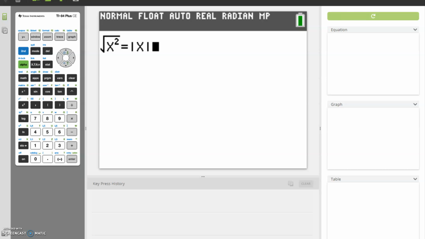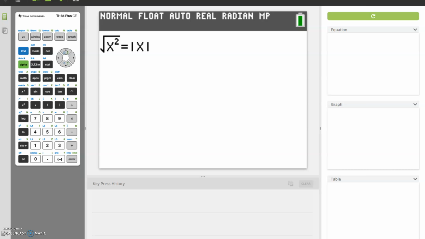For video 3 of radical expressions and functions, we're going to take some time and figure out why we sometimes have to use absolute value symbols in our answer when we're taking the square root of something. So our general rule is that if we take the square root of x squared, we need to put absolute value symbols around our answer.